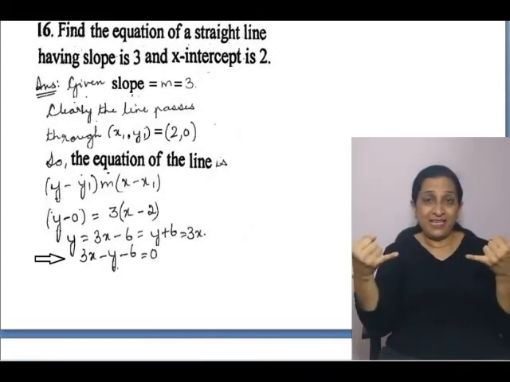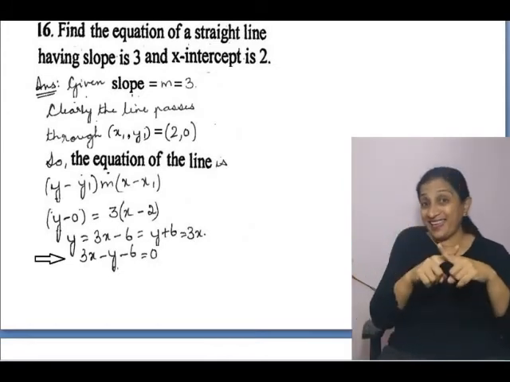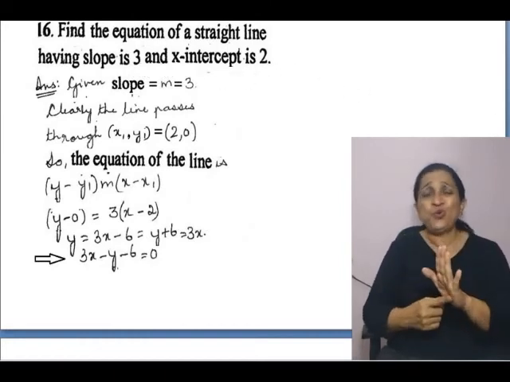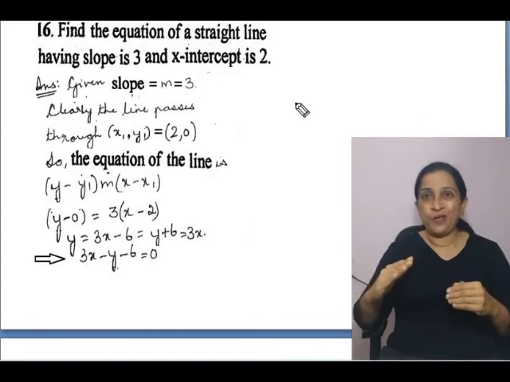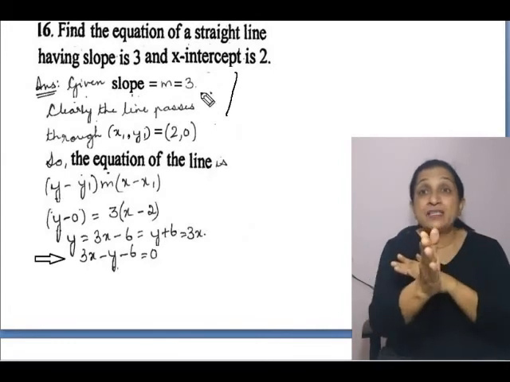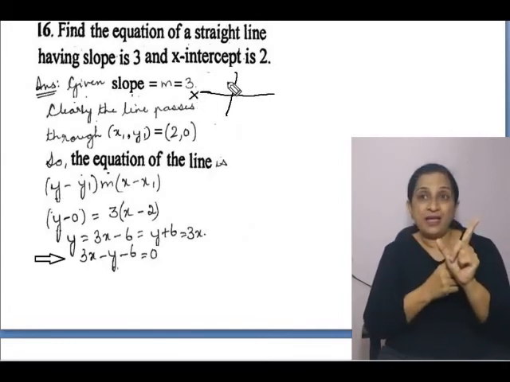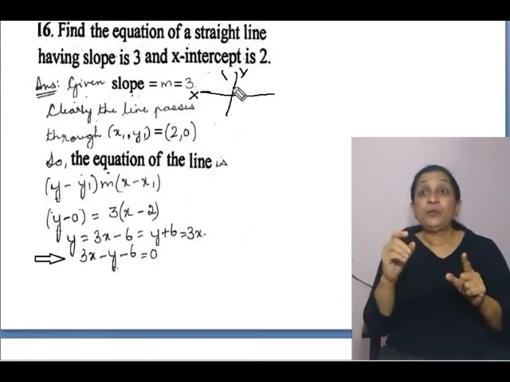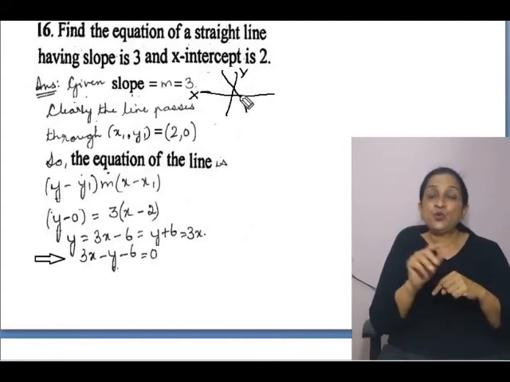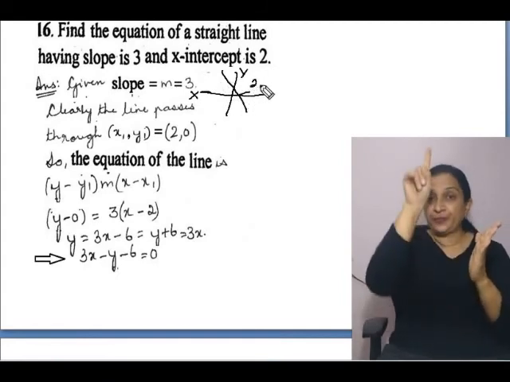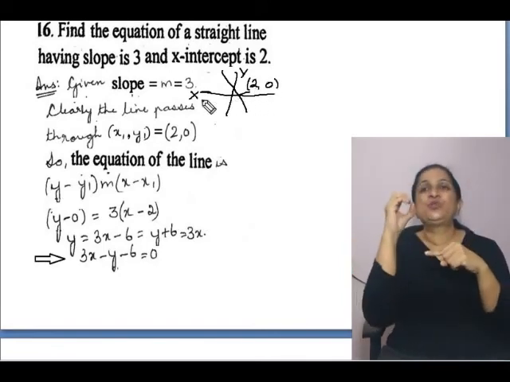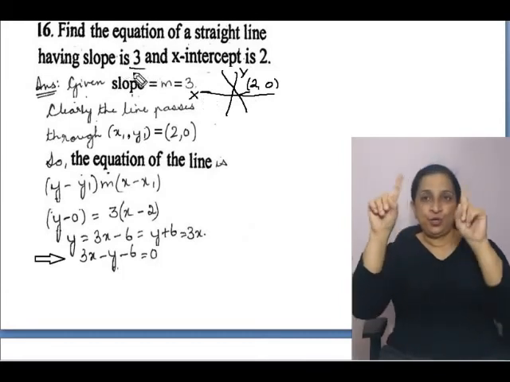Now find the equation for the straight line having slope 3 and x-intercept 2. It will be a straight line on the x-axis, y-axis, and it is bound to be in the first quadrant. So the x-intercept is 2 here. Where the x-intercept is 2, y is bound to be 0 because this is the x-axis. All y's are 0 on this. And then it has got a slope value of 3.